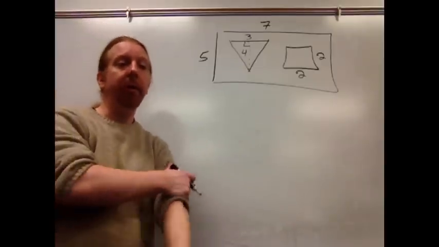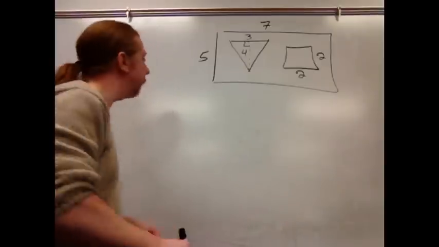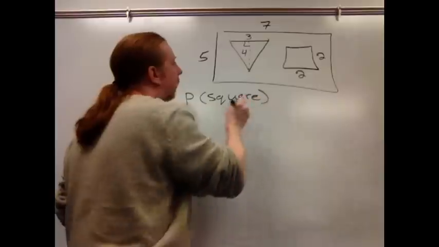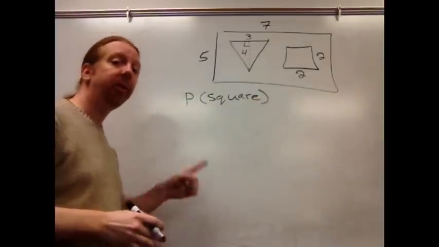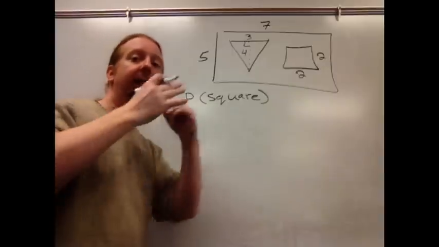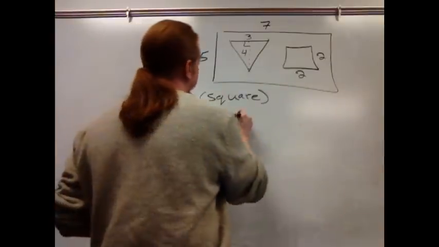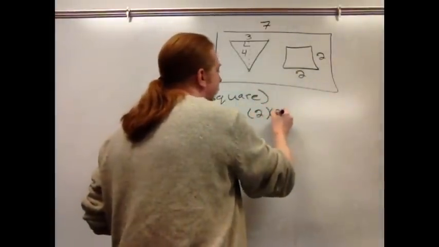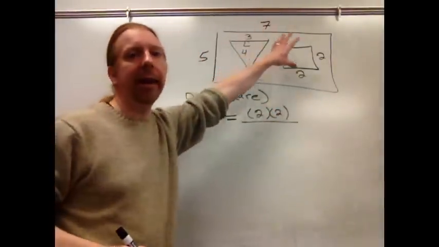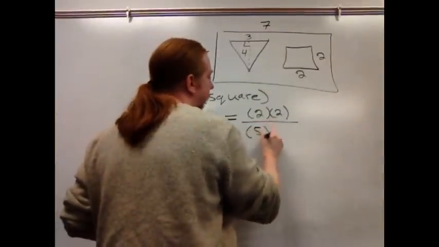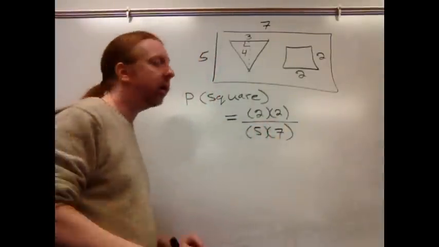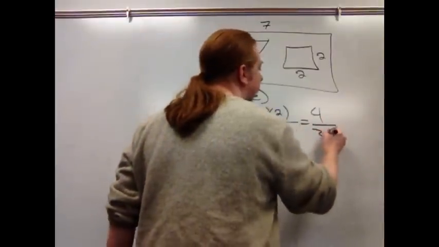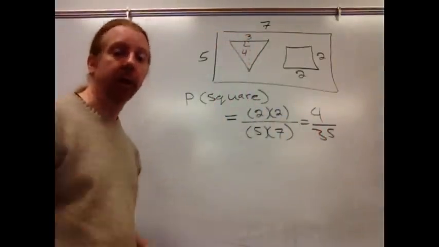Now, I may ask, what's the probability of landing inside the square? So that means I'm saying that I'm going to land somewhere on this overall rectangle, specifically inside the square space. I continue to apply my basic philosophy: the area of what I want, which is 2 by 2, over the total landing area, 5 by 7. Which is the same as saying 4 square units of square over 35 square units of total outcome.